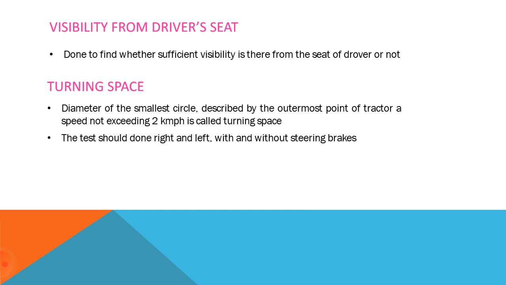Then turning space. This is how much space is required to turn the tractor completely. What we are measuring is the diameter of the smallest circle described by the outermost point of a tractor when it is turned completely, and the speed is not exceeding 2 km per hour. This is called the turning space, and it can be done by turning the tractor to the left side and to the right side, with and without steering brakes.